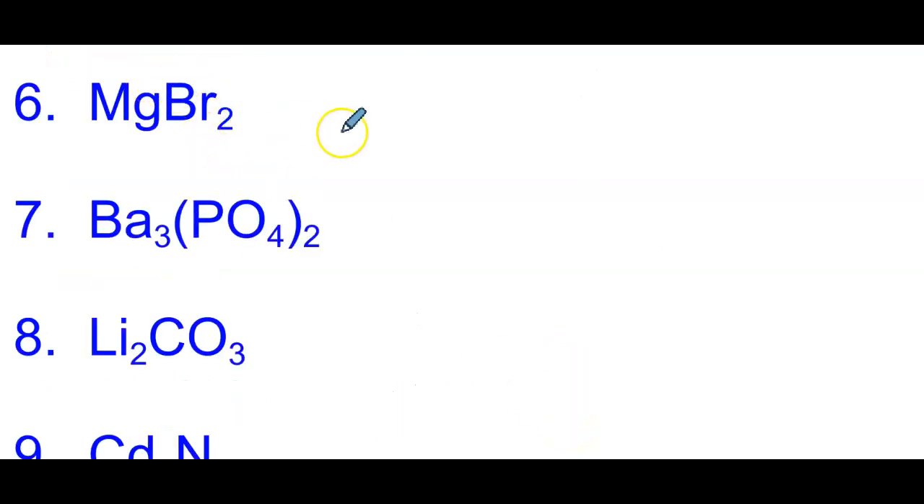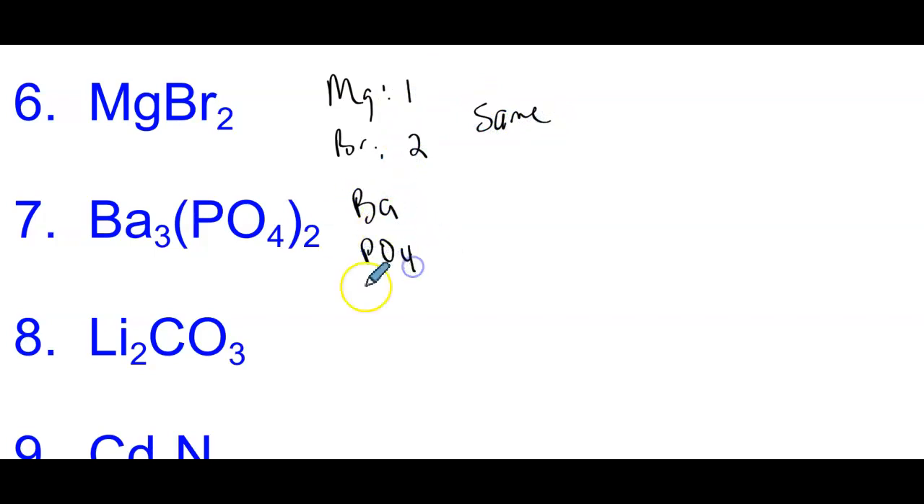So now we're on example six. So example six, again, we're going to say that we have Mg and Br. We have one Mg and two Brs, and it would be the same if we were going to break it down to individual atoms. Here we have Ba and PO4. PO4 is a poly, Ba is mono. These were both mono. So I have three Bas and two PO4 groups. Why? Because the parenthesis says I have two of that group.